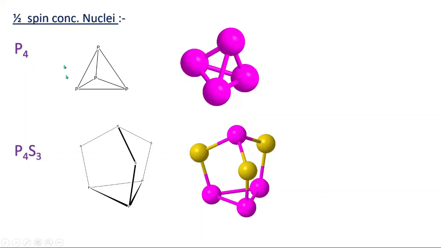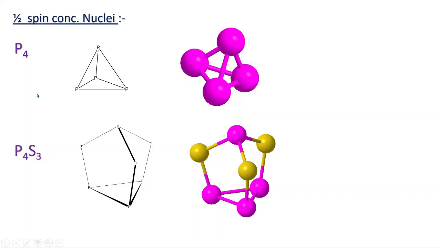So this will have a tetrahedral structure. You can see it like this. So what will be given by the NMR spectra? If you see this P4, what will be the splitting pattern? How many signals will it give? That you have to predict.